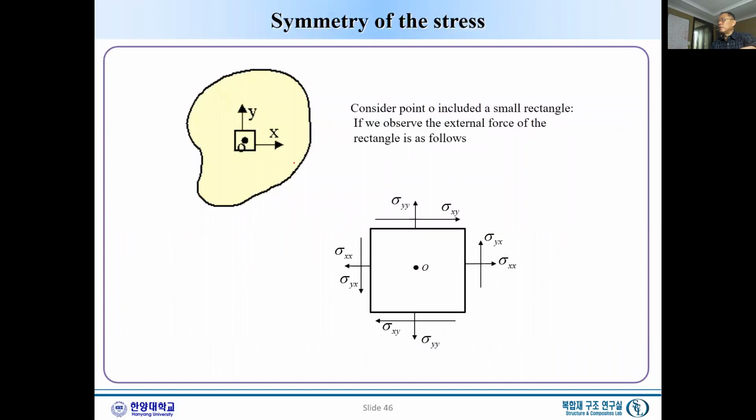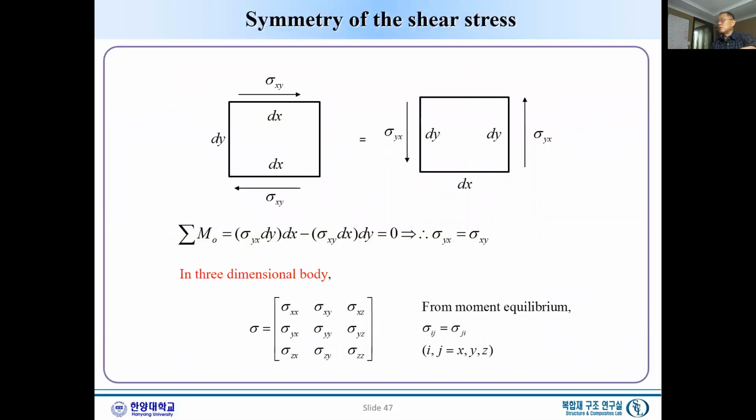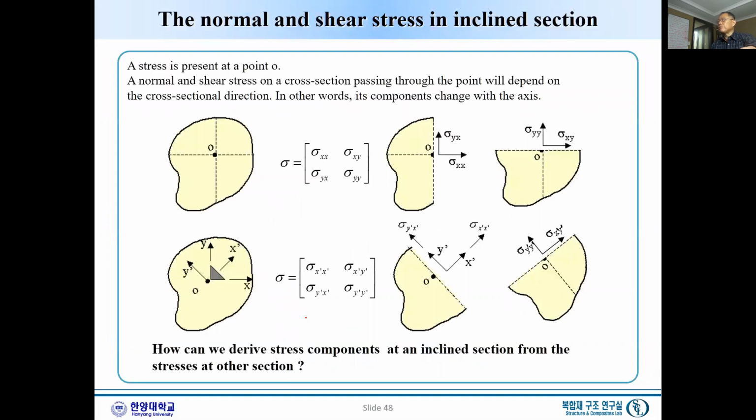Now, one of the most important parts of the stress is the symmetry to meet the moment equilibrium. So in the 3-dimensional case, there are 3 by 3, 9 components, but they need to be symmetric so that only 6 components are independent.